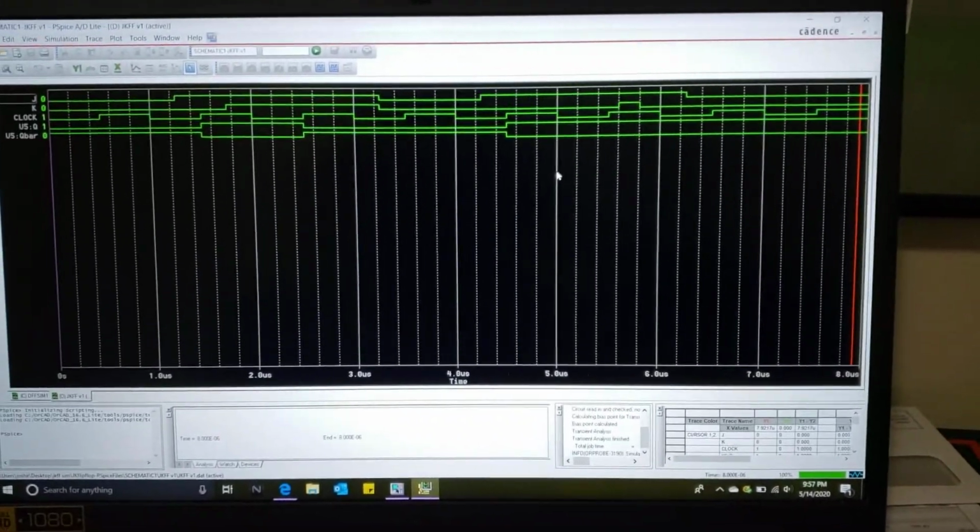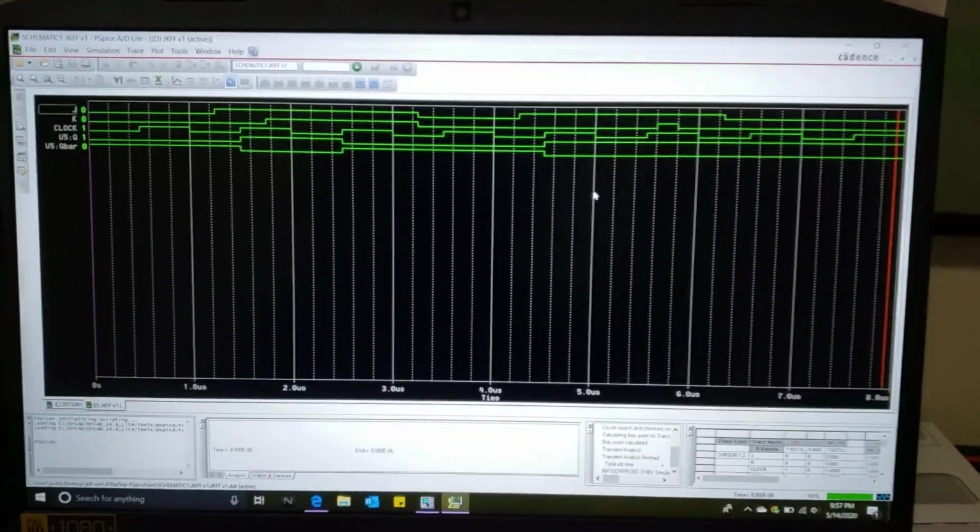schematic, or the results. Sorry, I've been working all day. I'm a little tired, but hopefully that was pretty clear.